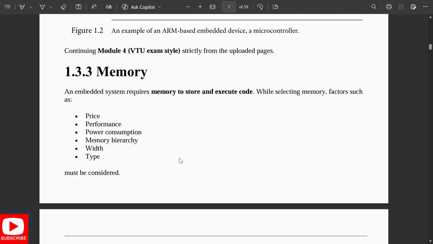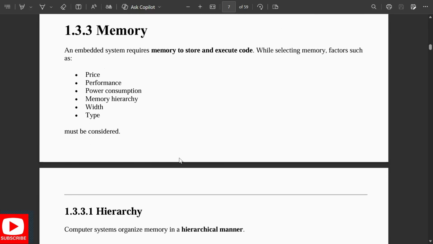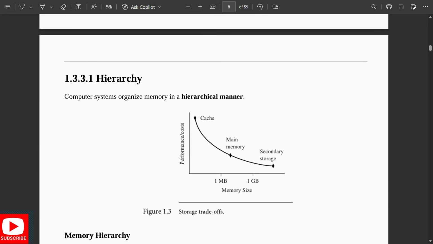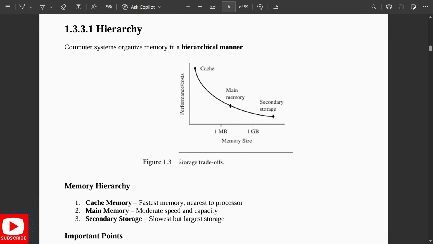Next is memory. An embedded system requires memory to store and execute the code. While selecting the memory, factors like price, performance, power consumption, memory hierarchy, width and type must be considered. First is hierarchy. Computer systems organize memory in a hierarchical manner. Cache memory is the fastest memory and nearest to the processor. Main memory has moderate speed and capacity. Secondary storage is the slowest but has the largest storage.